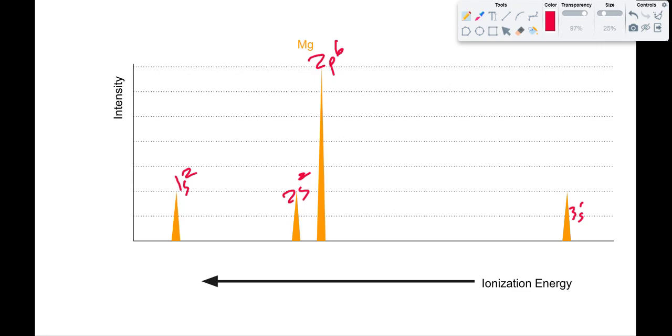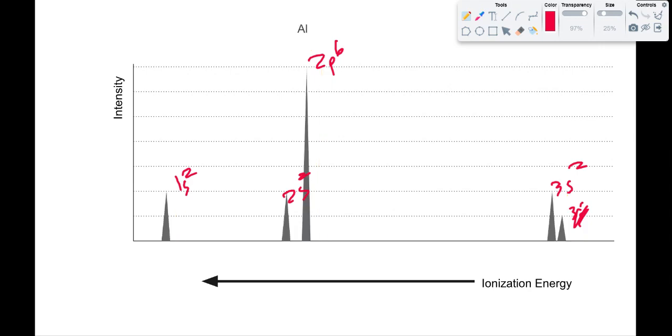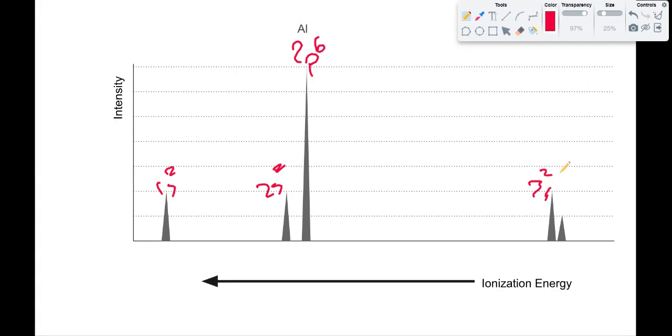Magnesium, 3s1 just becomes 3s2, but everything else kind of stays the same, just shifts to the left because of the increasing nuclear charge. Now we see that split, so 1s2, 2s2, 2p6, 3s2, 3p1 for aluminum.